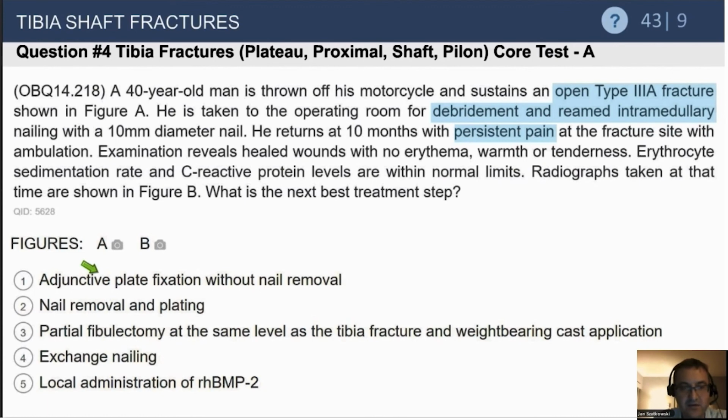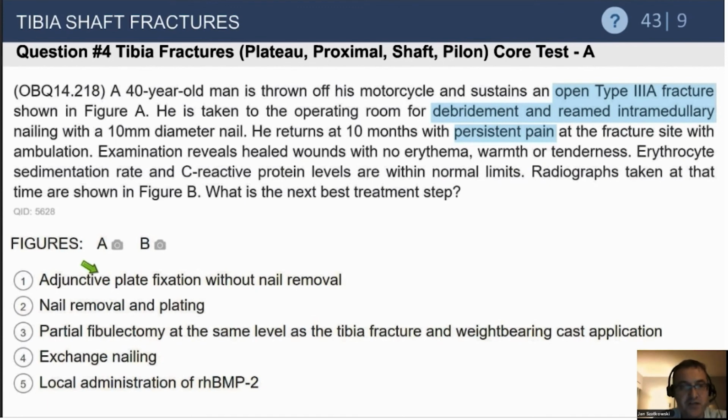So they're saying there's really no purulence, there's really no signs of infection here, right? No cellulitis. ESR and C-reactive protein levels are within normal limits. Once again, those are non-specific inflammatory markers. They're normal though. Radiographs taken at the time are shown in Figure B. What is the next best treatment?